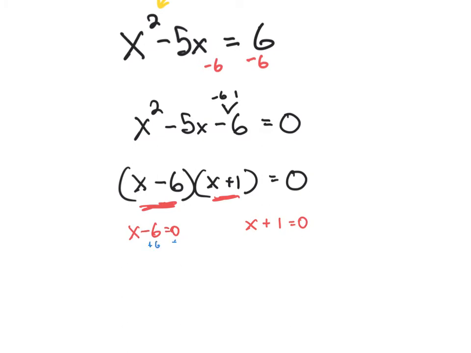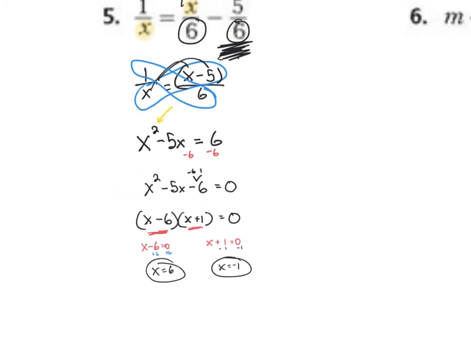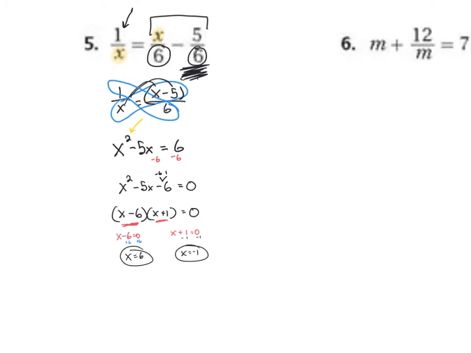So let's add 6 to both sides. So I get x is equal to 6, okay? And let's subtract 1 from both sides. I'm going to get x is equal to negative 1. So I get two answers, but what do we have to do? We got to go back to the original equation, which, again, let me just write it here for you. 1 over x equals x over 6 minus 5 over 6.